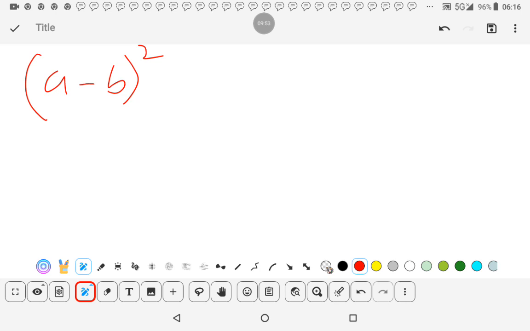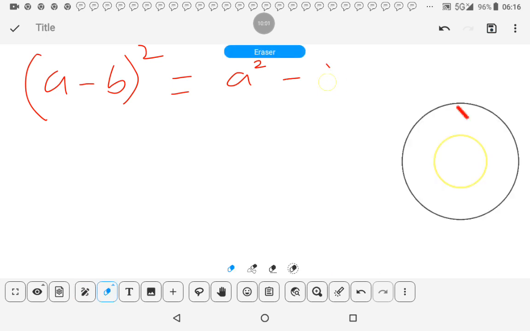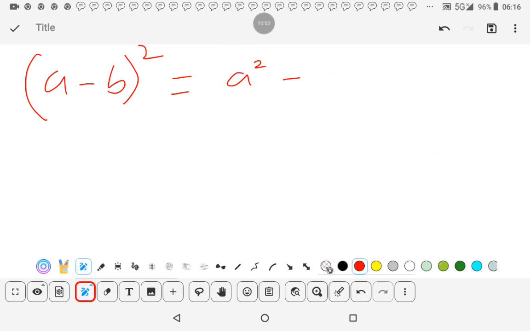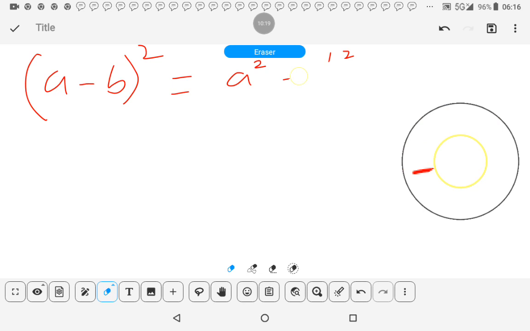And again, this is the same thing as a squared minus b squared. Whenever you have a negative sign at the middle, this is the answer. But let's prove and see if we will get this answer to be correct. A squared minus b squared. So let's expand and see if it will be true.